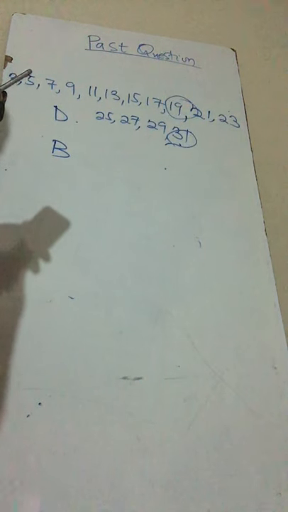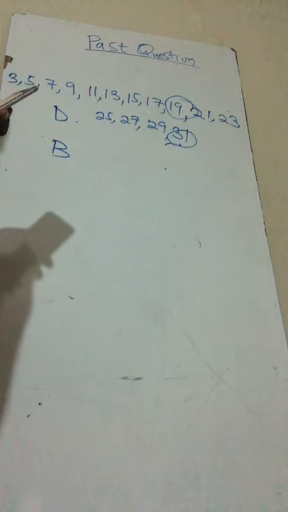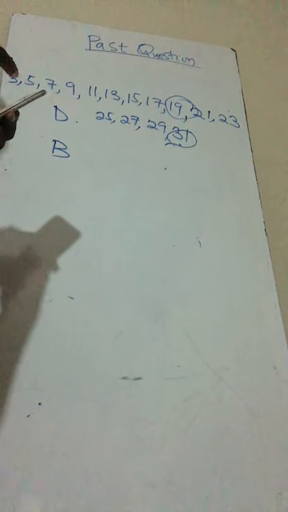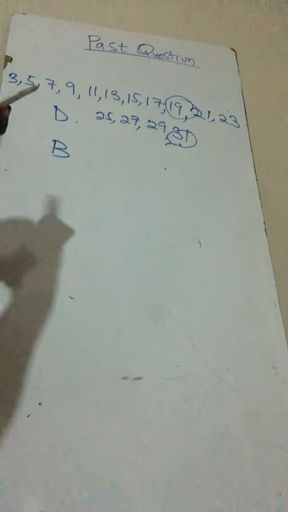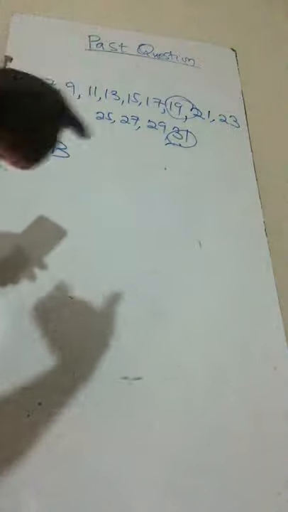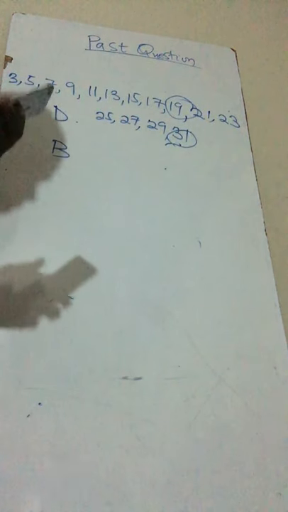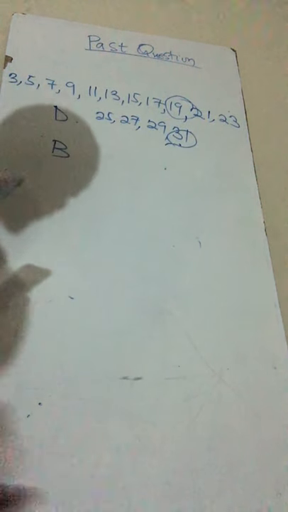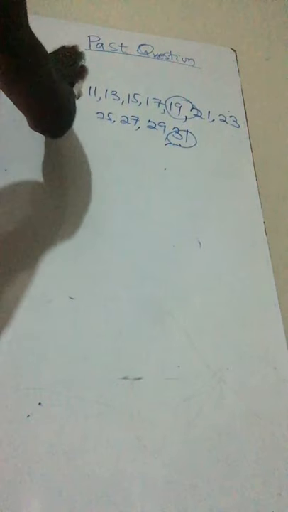You can see that every pattern, the first pattern was 3. Pattern 2 increased by 2. Pattern 3 also increased by 2. So you see that it's plus 2, plus 2, plus 2, plus 2, plus 2. So we just add them, then you are good to go. Okay, so let's go to number 14.